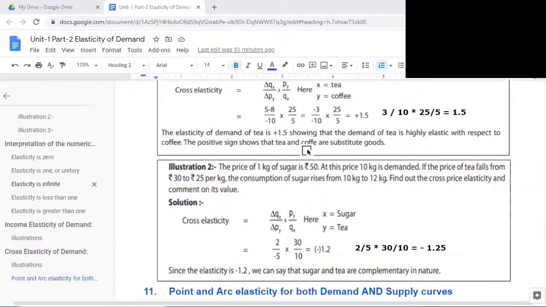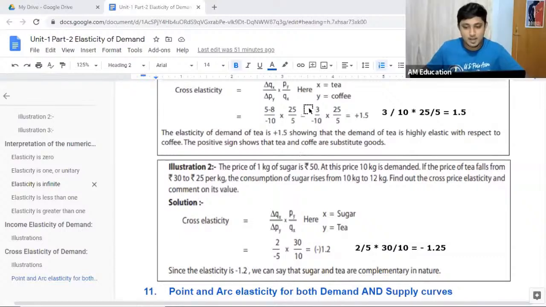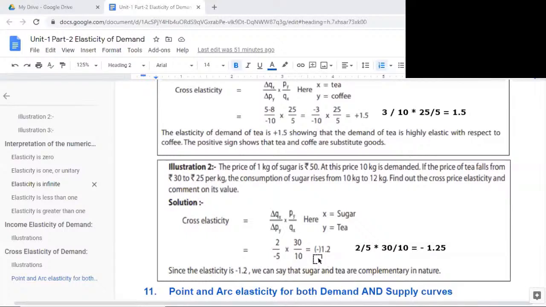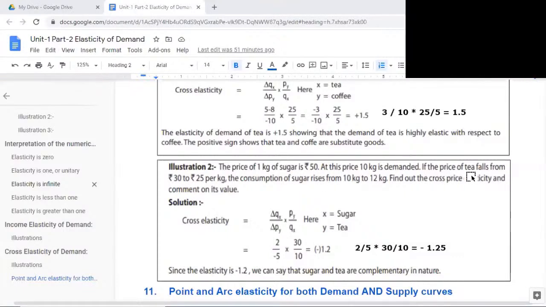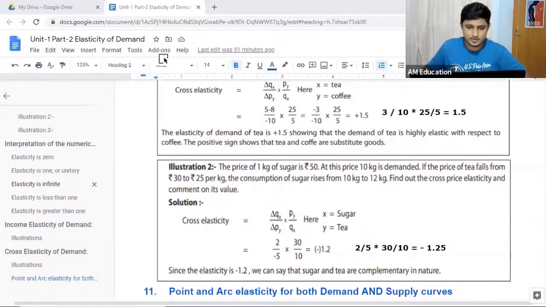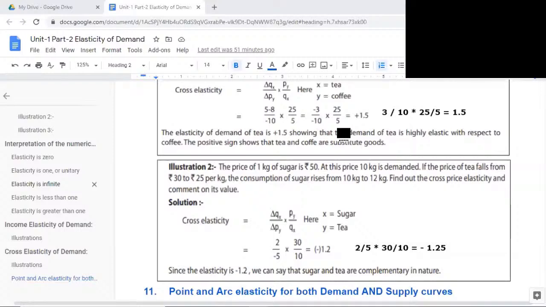Yes, sir. Minus minus cancel? Yeah, it will happen. So here, minus minus cancel, and here it is a positive cross elasticity. That means they both are substitutes. And when it is a negative cross elasticity, these two are complementary, no? Complementary. Yeah. And what are they? Sugar and tea. Exactly. Sugar and tea are complementary. Lovely, lovely. I'm so proud of you.